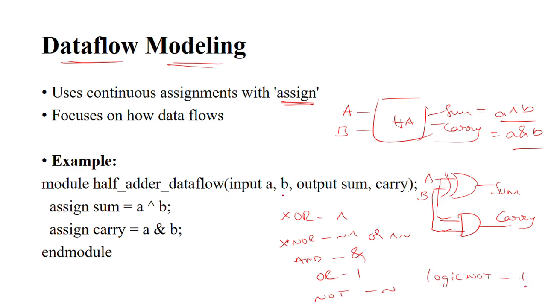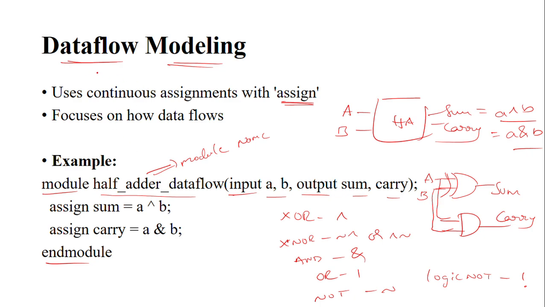Here we can examine the code again. It is between module and endmodule. There is a module name, which is nothing but an identifier. By using this module name, we can instantiate it in other code. In upcoming videos you will see what instantiation and identifiers are. The inputs are A and B, and the outputs are sum and carry.